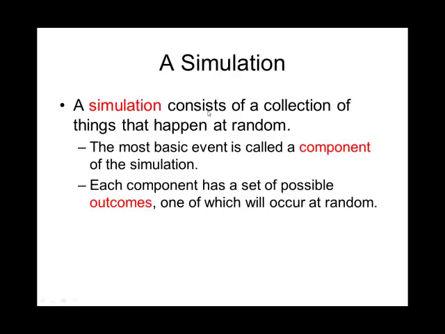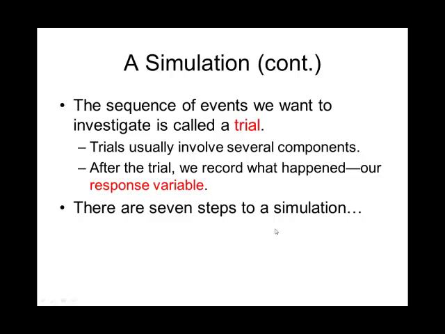A simulation consists of a collection of things that can happen at random. The most basic event is called a component of the simulation. Each component has a set of possible outcomes, one of which will occur at random. The sequence of events we want to investigate is called a trial. Trials usually involve several components. After the trial, we record what happened, our response variable. There are 7 steps to a simulation.